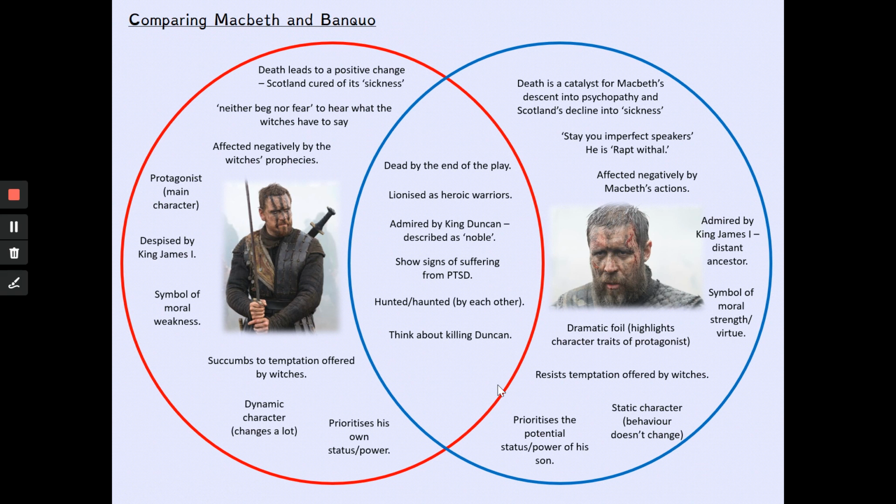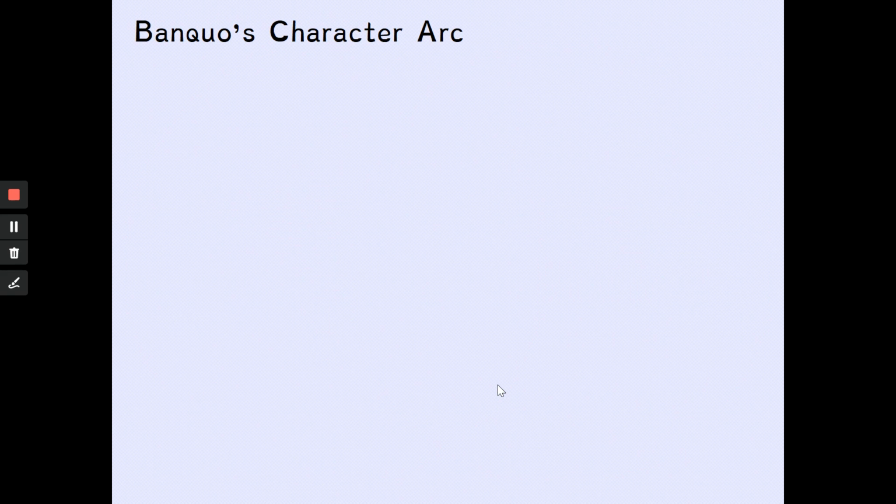And that's it. So we've got a really detailed comparison there of these two characters. And of course, hopefully you've got your own ideas and some of your own quotes maybe added into the mix as well. So remember to submit that to your teacher so they can see everything you've learned about these two characters. Moving on.